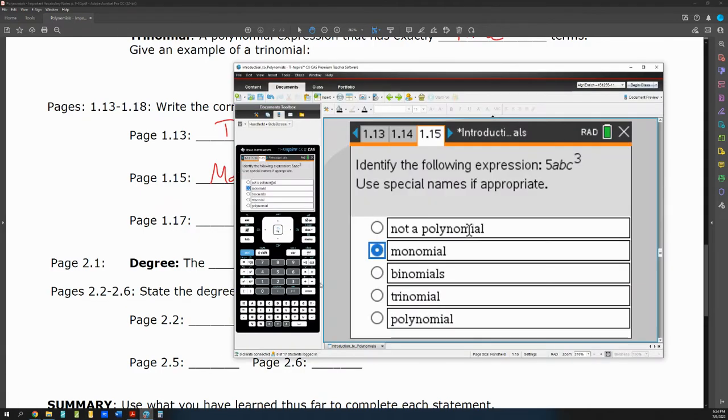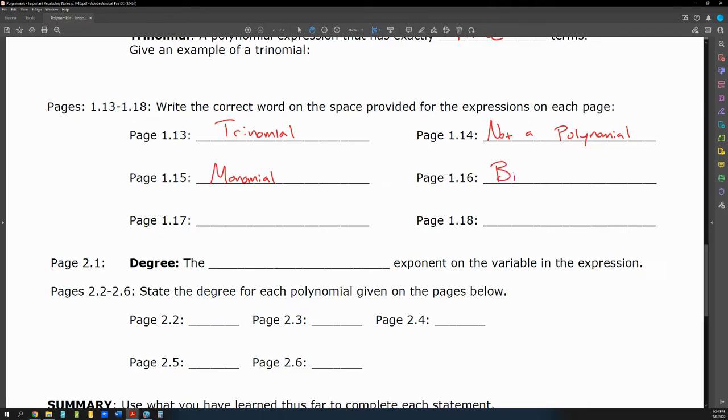116, let's check it out. Y to the fifth plus y. We have two terms separated by addition, so this is a binomial.